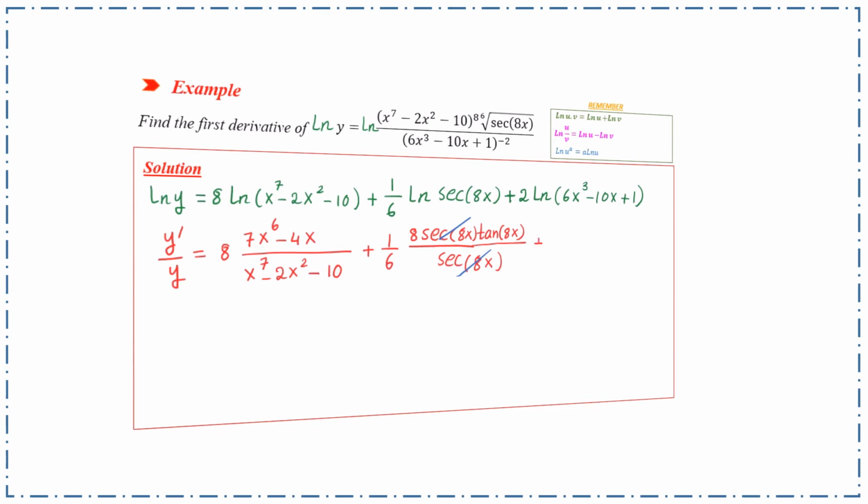Now the third function, we have 2. The derivative of the inside function is 18x squared minus 10 divided by the original function 6x cubed minus 10x plus 1.